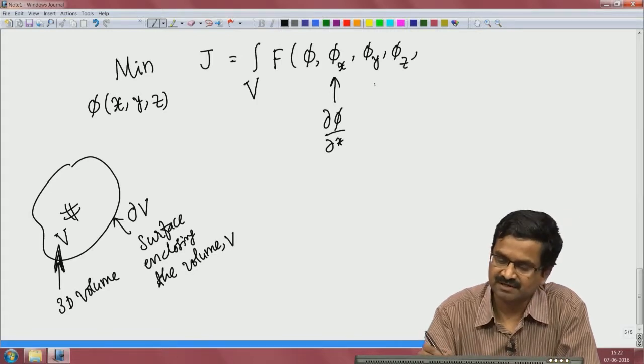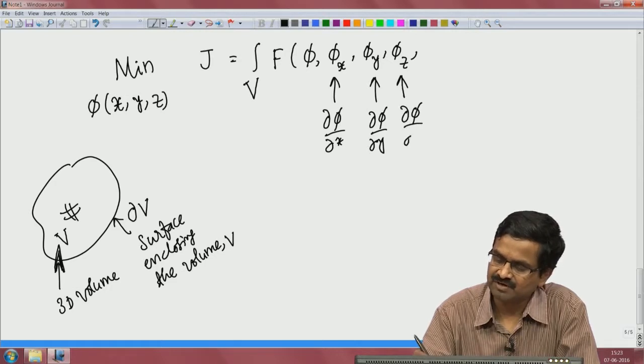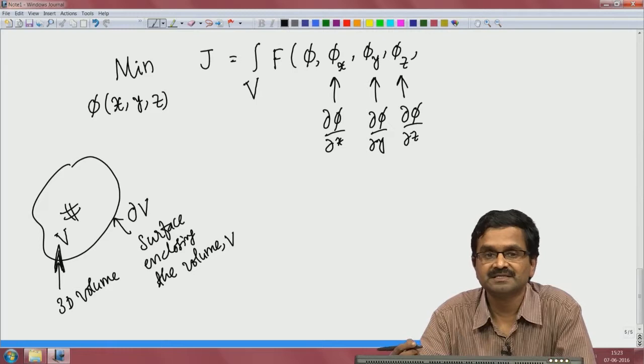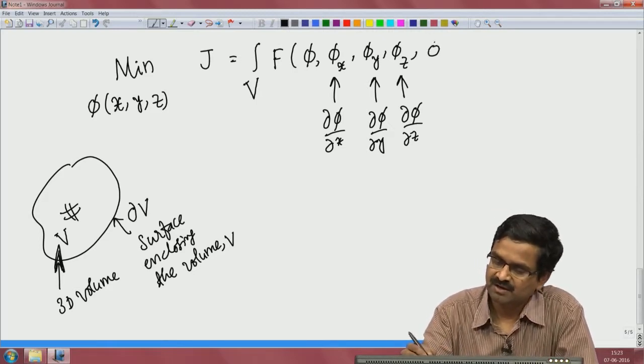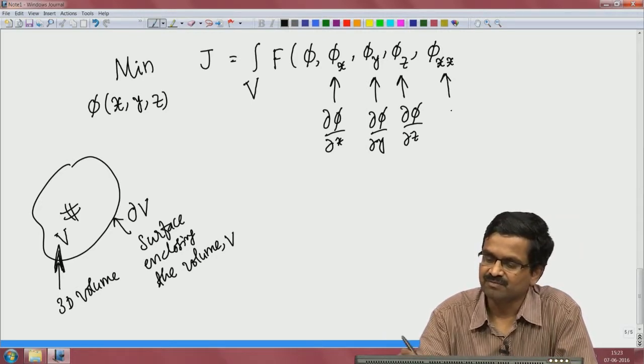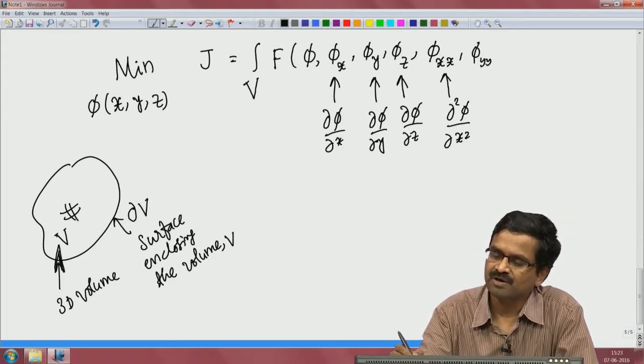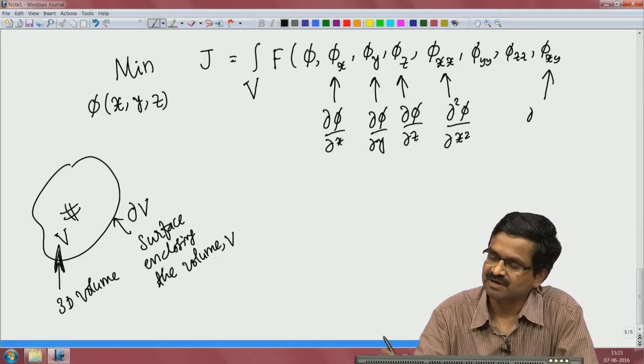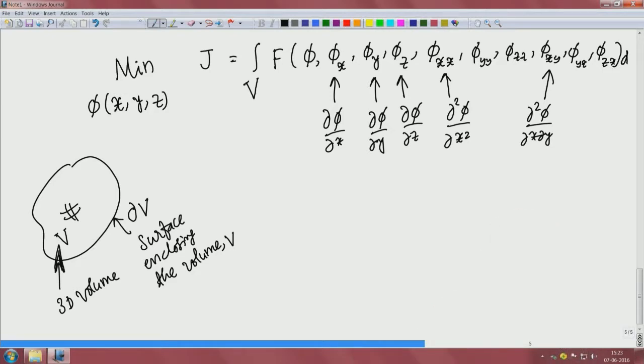Phi is a function of x, y, z, and this is dou phi by dou y, and this is dou phi by dou z. If I want, which we did not discuss in the 2D case but could as well, we can take the second derivatives also, phi x x. By that what we mean is dou square phi by dou x square, and then I can have y y, I can have z z, I can have x y, right. That will be dou square phi by dou x dou y, and then I can have y z, I can have z x, and then over the volume, right.